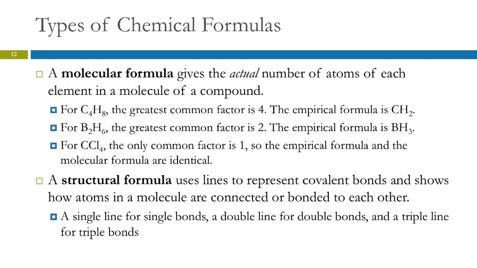There are single and double and triple bonds, and so we represent those as a single line for a single bond, a double line for a double bond, and a triple line for a triple bond.